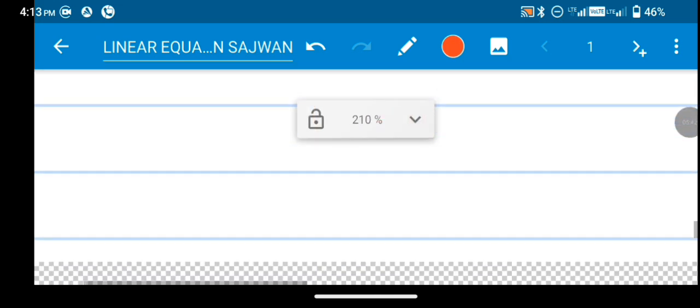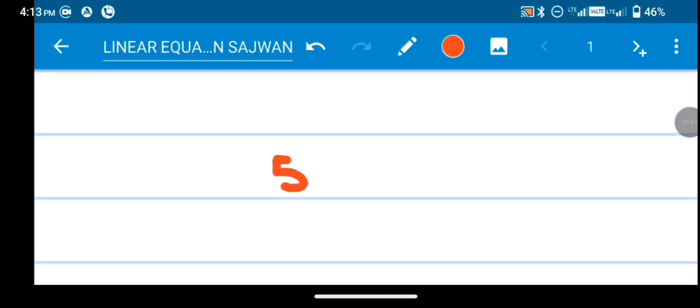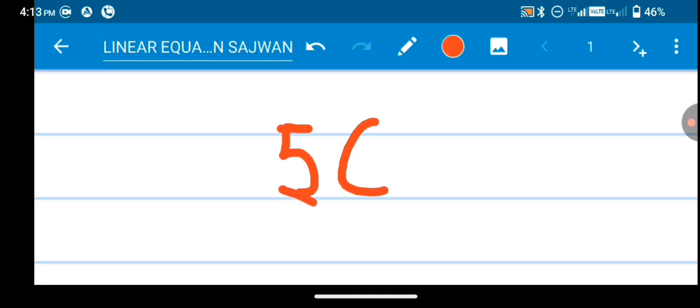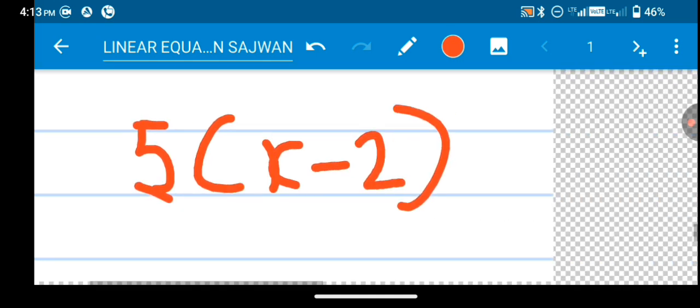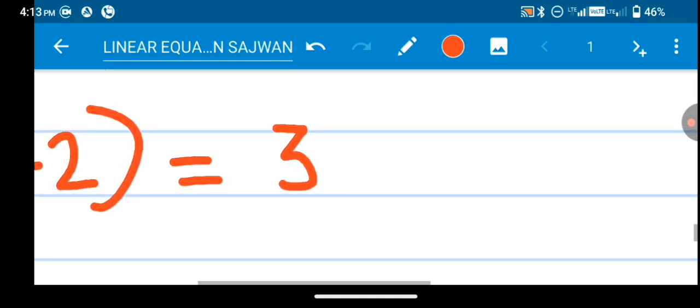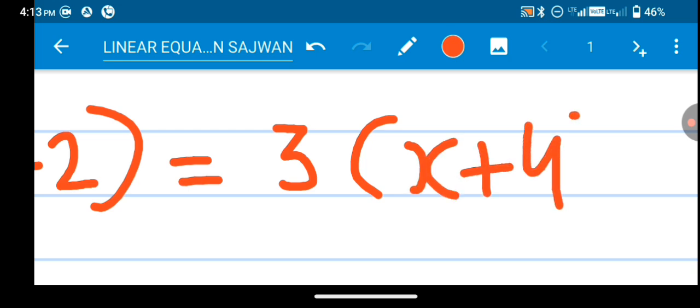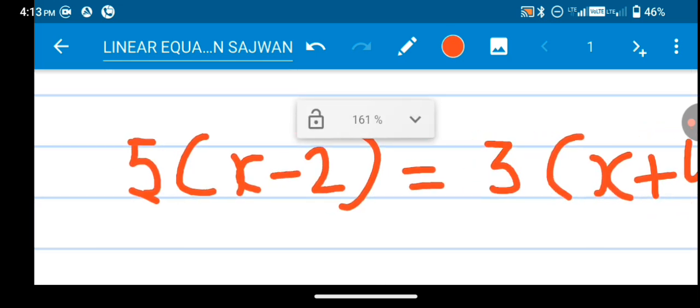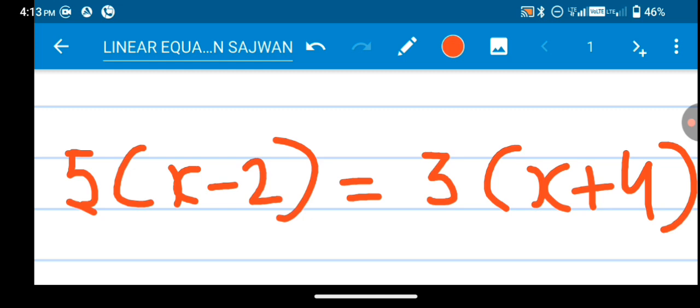Next question: 5 bracket x minus 2 bracket close equals 3x plus 4. Now how will you do this question? If you can, try it, or you can pause this and try to solve it. If you get the answer, it is excellent, as linear equations in one variable are already studied in your classes.